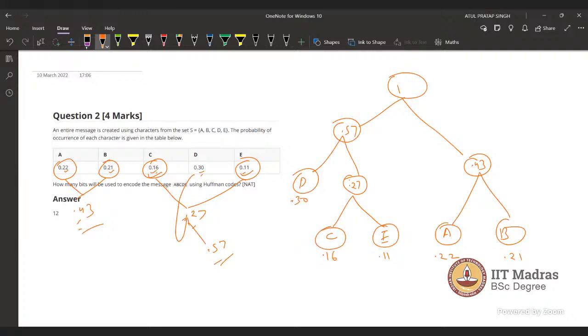Just create the codes for that. Left is 0, then it should be, yes, I am removing that. So 0, 0, 1, 0, 1, and 1, 0, 1. Correct. So just check the code. B, C, D, E, what is the code for each?